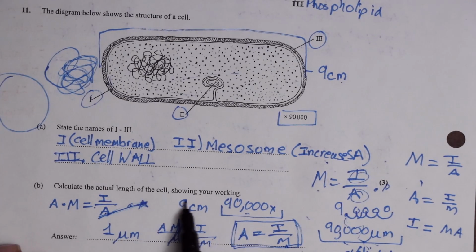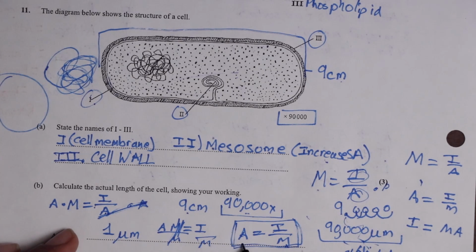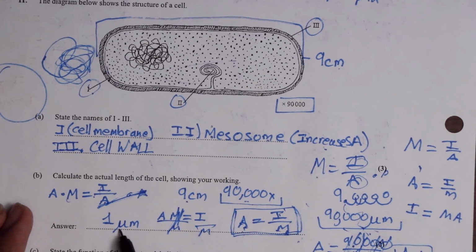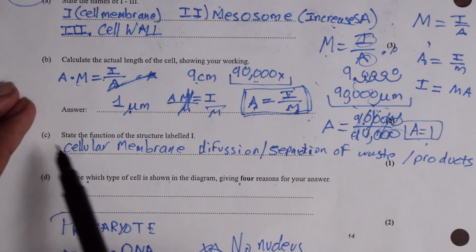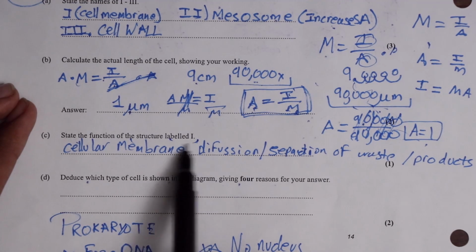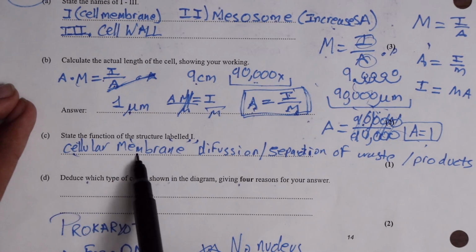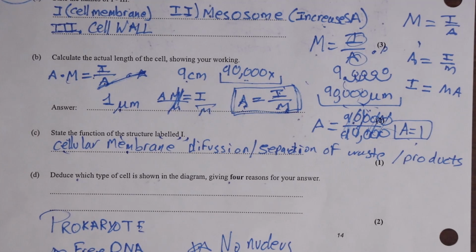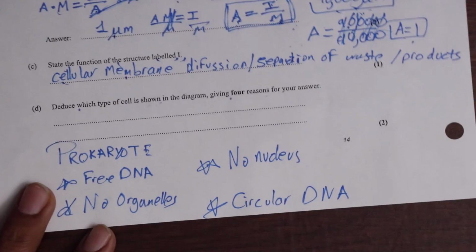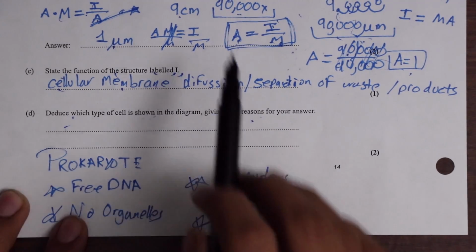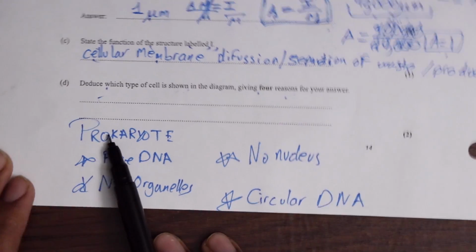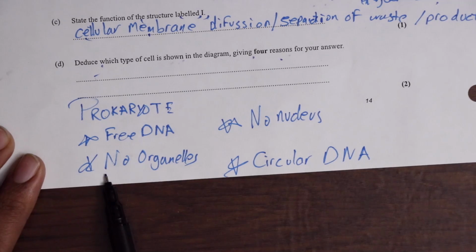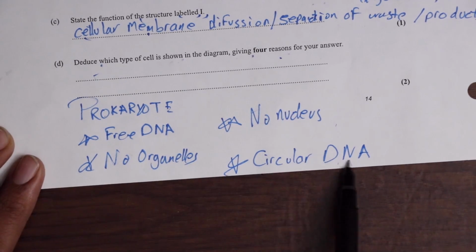B, calculate the actual length of the cell using the formula: actual equals image over magnification. Getting that from the image, 1 micrometer. State the function of the structure labeled 1. So a cell membrane, what's the function of a cell membrane? Used to diffuse waste products out, products in, oxygen transport, all that good stuff. And then what type of cell is shown in here? It's a prokaryote. Reason is free DNA, there's no organelles, there's no nucleus, and the DNA is circular.